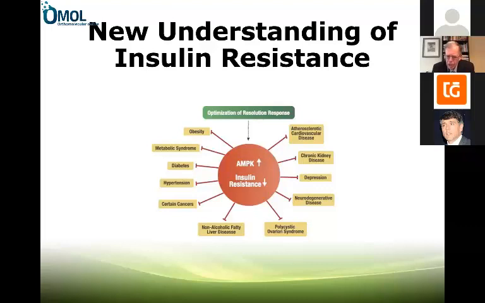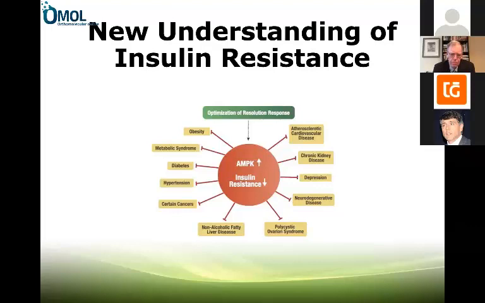AMPK does not circulate in the blood. It is found only inside the cell. But it is the master switch that controls your metabolism. If insulin resistance is reduced, then every disease on the outer perimeter is likewise reduced.